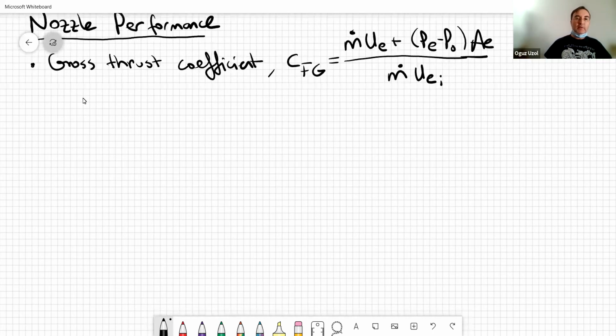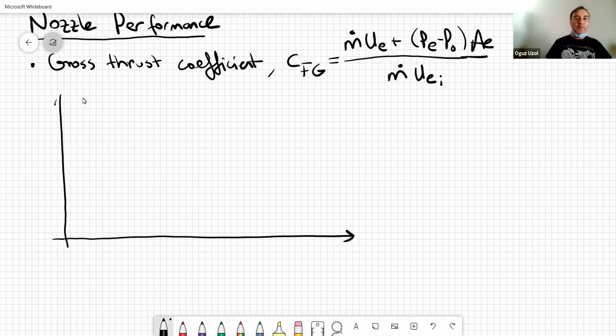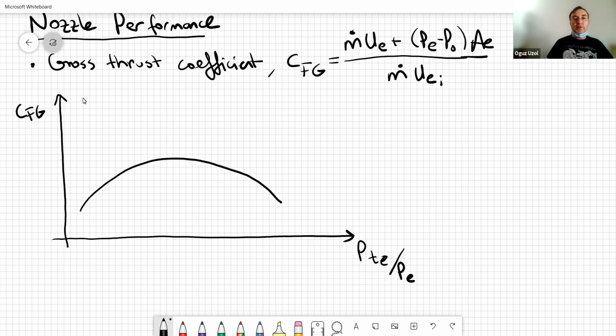When I plot the variation of CFG with respect to P total exit over PE, which is a function of exit Mach number, basically, so I'm plotting with respect to exit Mach number, you can think of it also like that. It looks something like this. It reaches a maximum at this point. CFG, the gross thrust coefficient, reaches a maximum, and this point is where you have PE equal to P0.